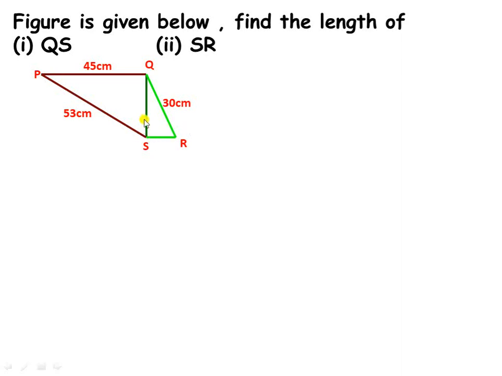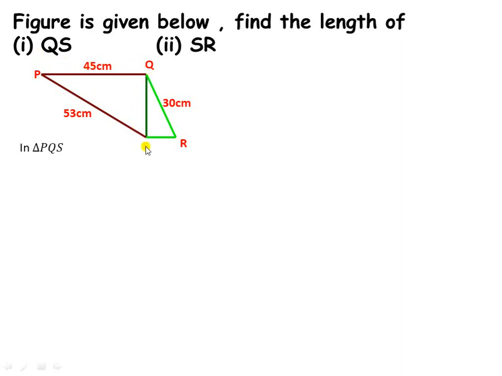Okay, now I have to take firstly one triangle. Now which triangle will I take? If I take QSR, QS is unknown as well as SR is unknown, so I can't simplify it. So I want to take a triangle in which only one side is unknown. So PQS, this is a triangle in which only QS is unknown.